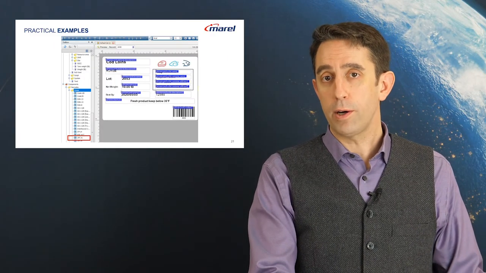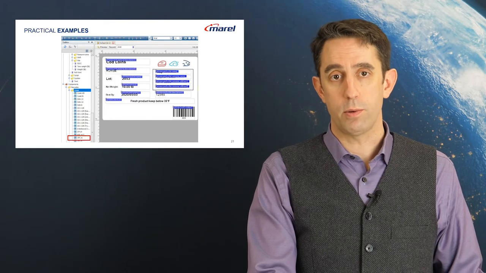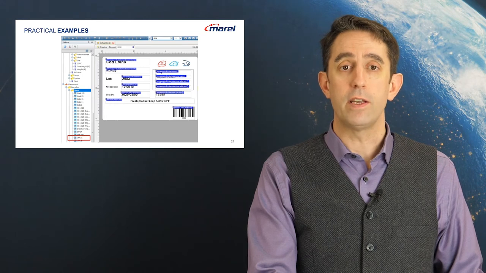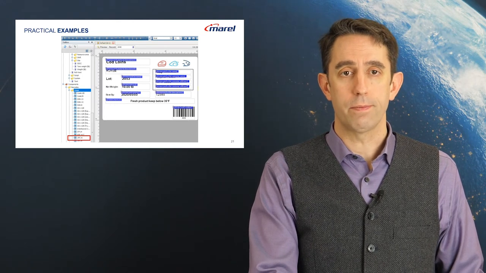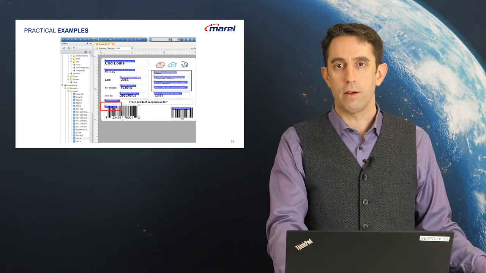Now that we have our barcode data set in the system, we can then open our label designer. After your label design is loaded, navigate down to the barcode section and expand Linear Barcodes. Now, find UPCA in the list. Drag UPCA into your label layout. You'll notice that the information driving the barcode is displayed as data not set.